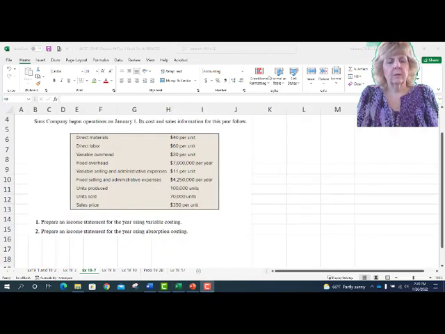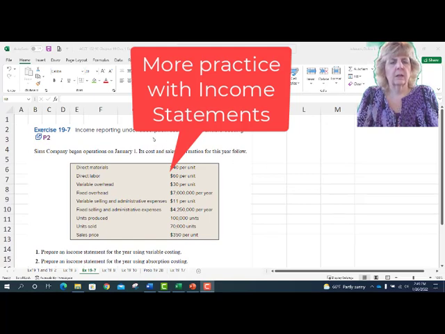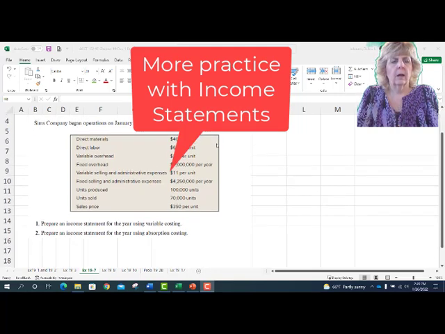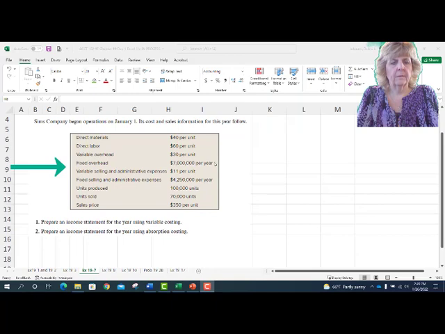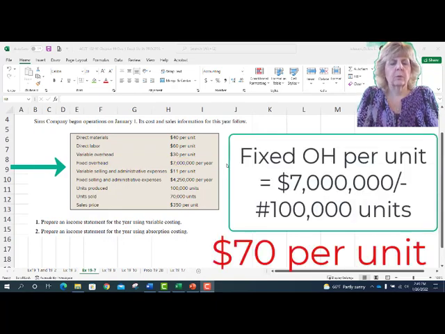The next few exercises will give you practice computing income statements using both methods of costing. In this exercise, they ask for an income statement using absorption and then followed up by a variable costing income statement. I would focus in on the fixed overhead line item this year. I would compute fixed overhead per unit, and then I would predict the change in the net income between the two methods.